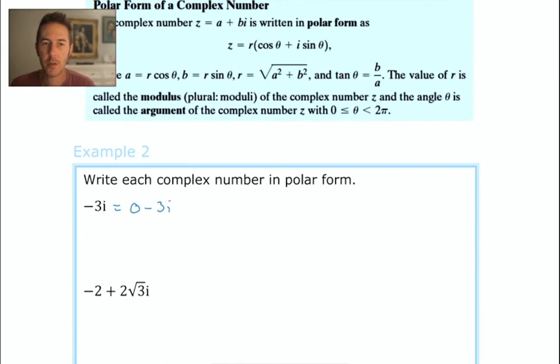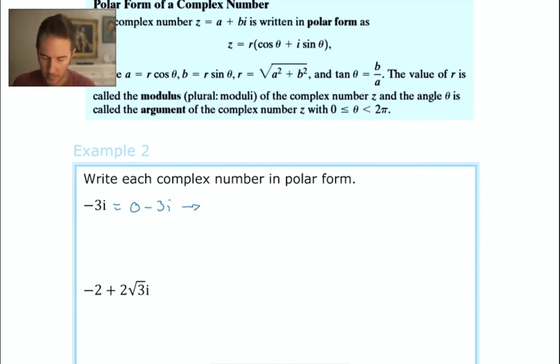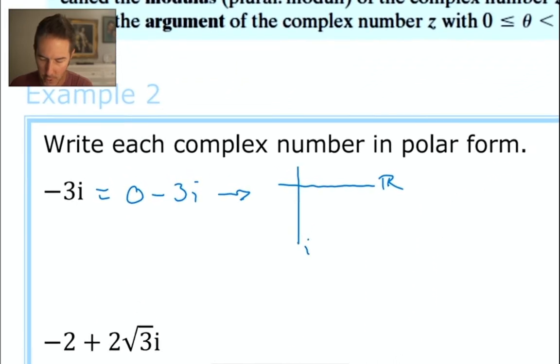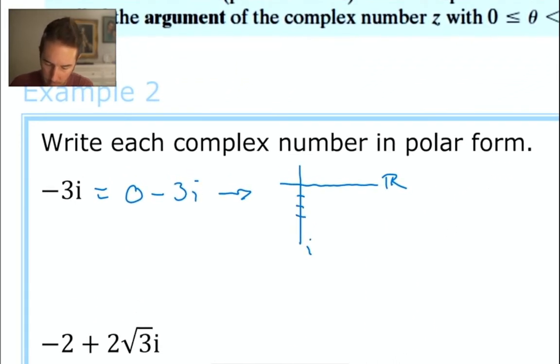This particular problem lends itself very well to drawing a quick diagram. So I'm going to draw a little arrow over here and I'm going to plot this point on the complex plane. Remember that the horizontal axis is your real axis, and your vertical axis is your imaginary axis. So we're not moving at all. The 0 represents motion in the horizontal or real direction. The -3 tells us how far we're moving in the imaginary direction, or the vertical direction. So the point that we're going to plot is actually down here.